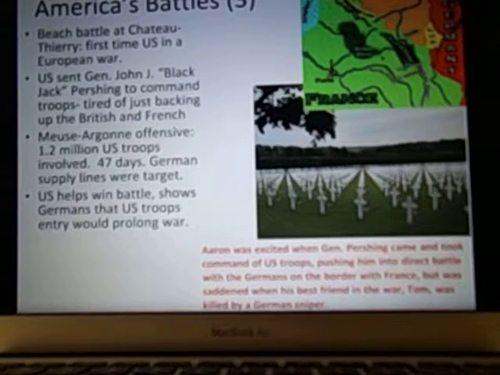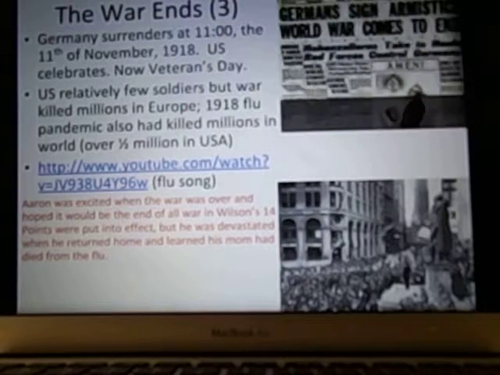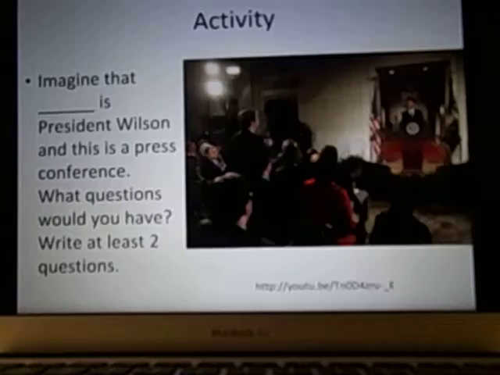It's not fair to say that the U.S. saved Britain and France and they were going to lose. They probably weren't going to lose. The U.S. just helped make it come a little faster. The war ended at the 11th hour of the 11th day of the 11th month, so that's why November 11th is Veterans Day, in 1918. The U.S. lost very few soldiers, but millions were killed in Europe. In reality, the flu, this horrible, awful flu pandemic, killed more people in the world than that war. The flu ravaged the world.